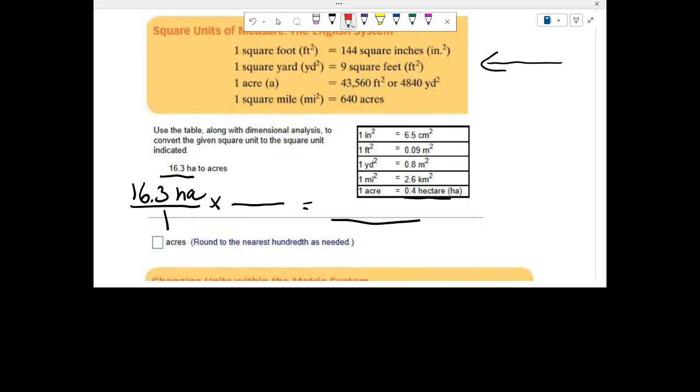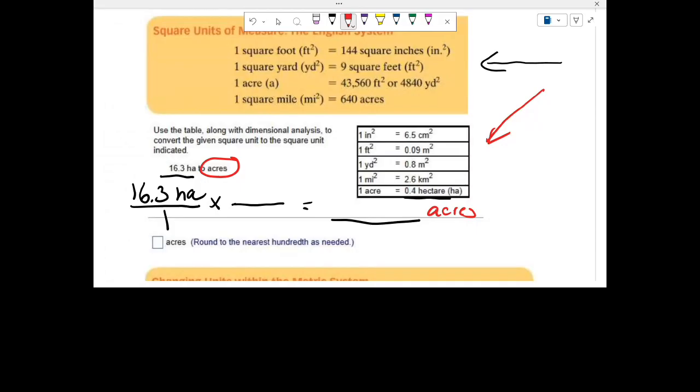And y'all, I want you to notice that we want our answer to be in acres, okay? So what I'm going to try to do is look at this table right here, and my friends, I'm going to look to see, do any one of those rows going left and right have acres and hectares?